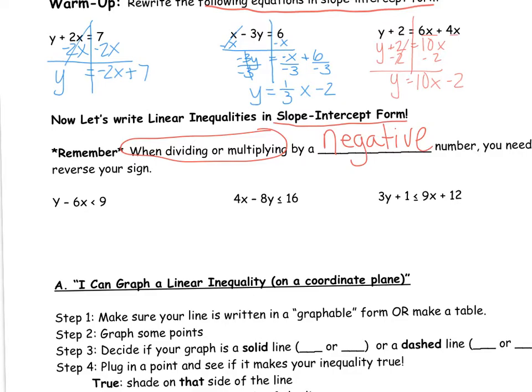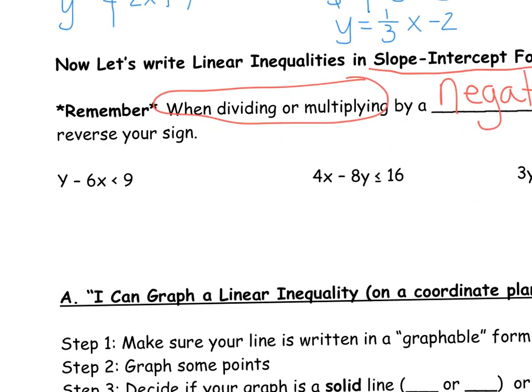Line down the equal sign, and we want to get y by itself, so plus 6x. Did we divide by a negative? No. So the sign is going to stay the same. And you could write it as 9 plus 6x, but I like to have my x first: 6x plus 9.